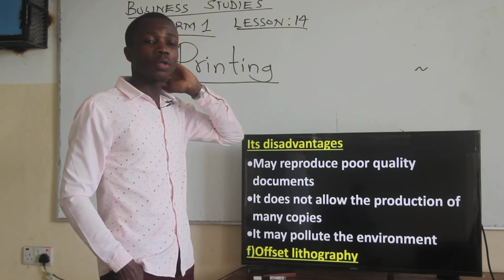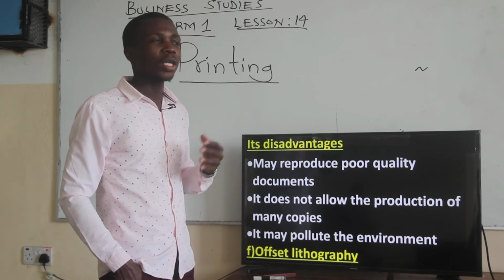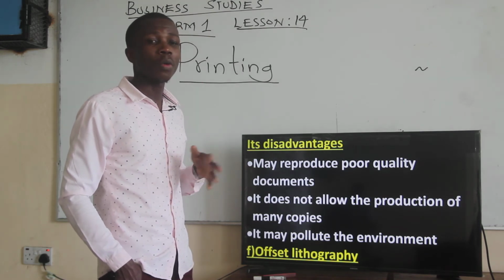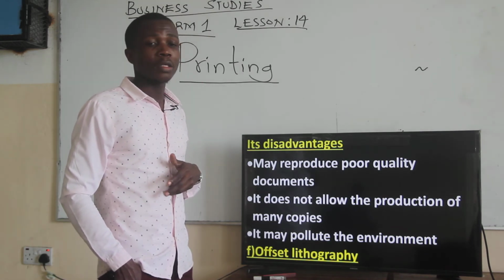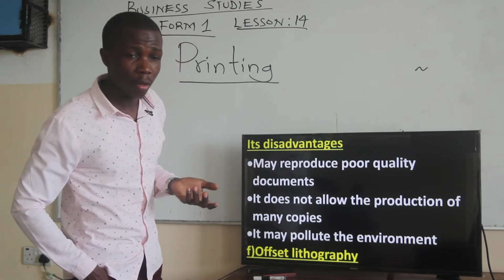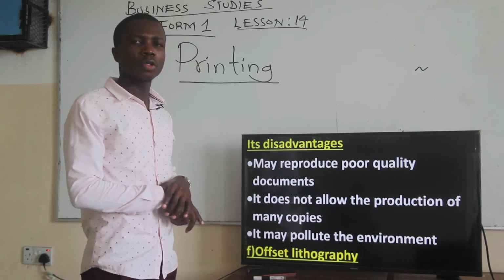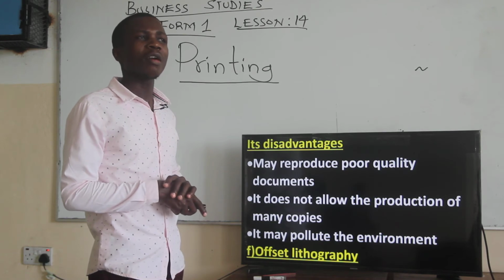Then also it may pollute the environment because of the ink, too much ink it's using there. There's a problem of communication with it. Then the next one, the fifth one that we're going to talk about, is offset lithography.